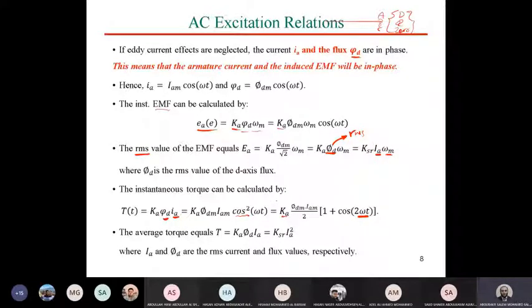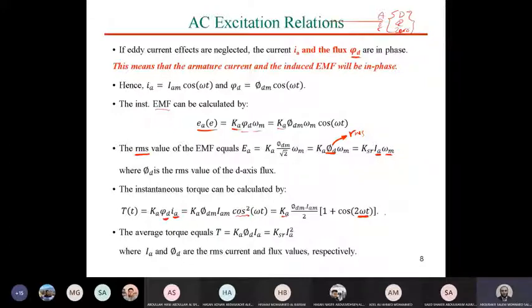As you can see here, you have maximum over square root of 2 multiplied by maximum over another square root of 2, because 2 is nothing but square root of 2 multiplied by square root of 2. So we can say now Ka multiplied by phi D RMS multiplied by Ia RMS multiplied by 1 plus cosine 2 omega t. This is the instantaneous torque value.